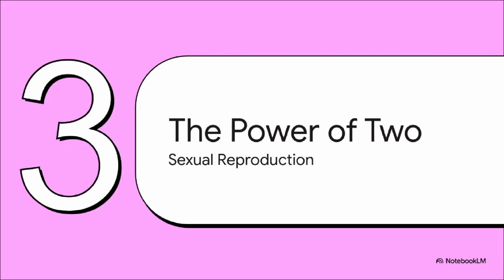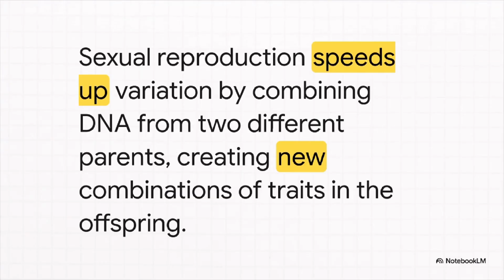And that question leads us straight to our second big strategy, the power of two, also known as sexual reproduction. The answer comes right back to that idea of variation, but now it's on overdrive. Asexual reproduction has to wait around for slow, random mistakes in copying. But sexual reproduction, it's like taking two different decks of cards and shuffling them together. Every single time, you get a brand new hand. By combining DNA from two different parents, you create totally new combinations of traits in every offspring.